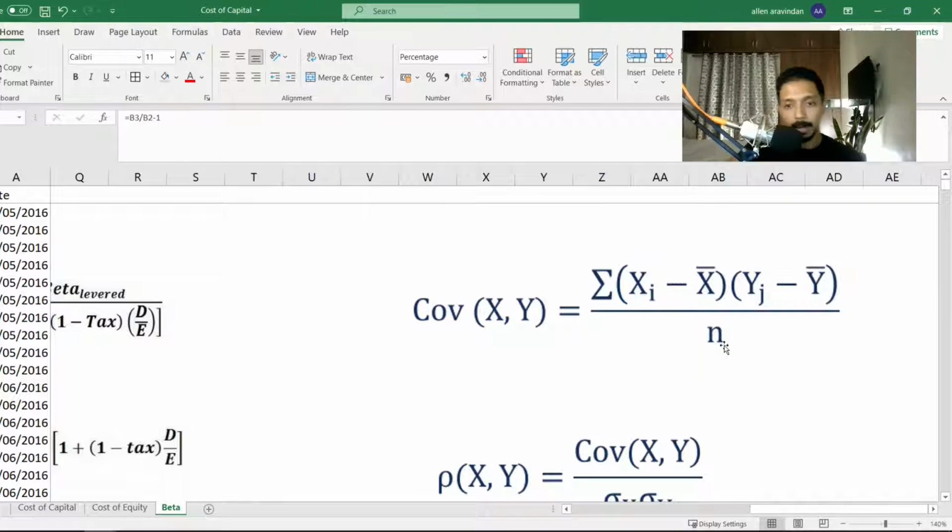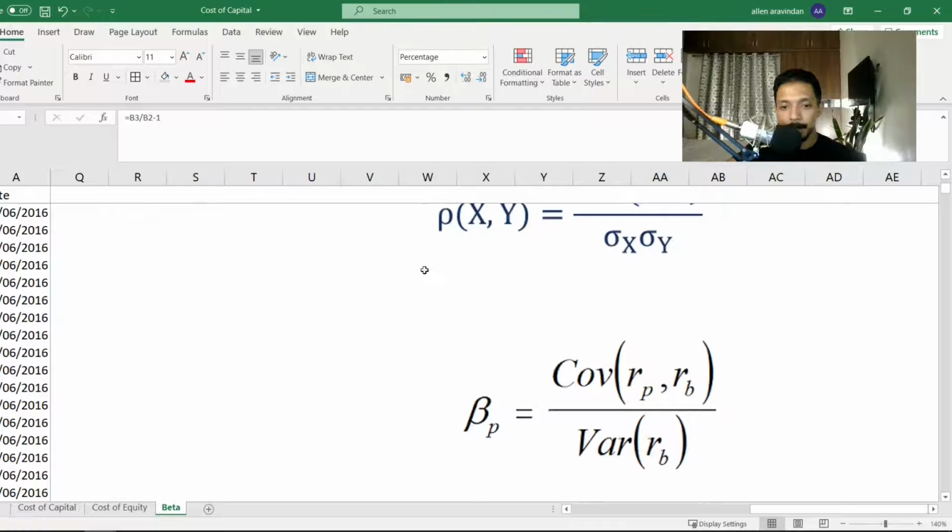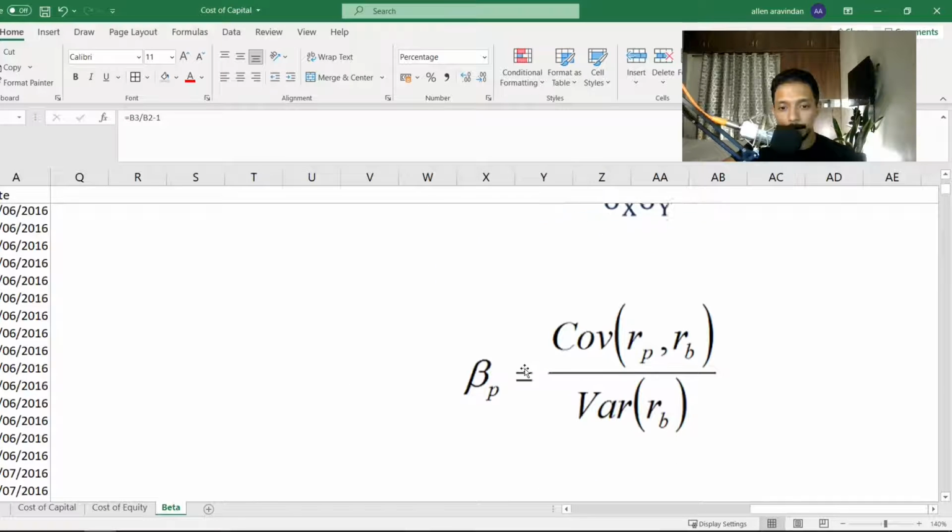Since it's a sample, there is one adjustment in the denominator: you use n minus 1. The reason is that if you take the exact number, you're basically saying this is the population. Using n minus 1 signifies that it's a sample, not a population. Skip the correlation formula; right now we don't want to get into correlation, but look at the beta formula.